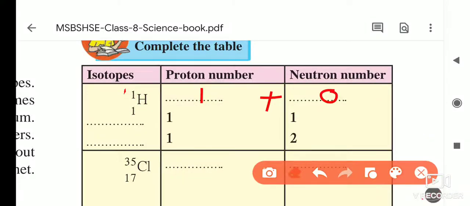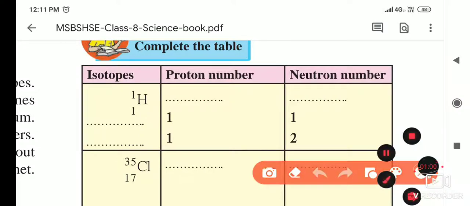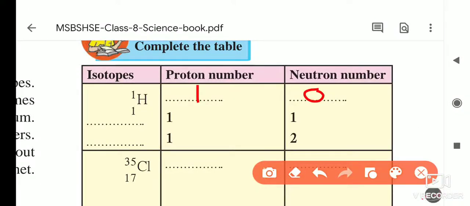the another isotope of hydrogen, so here what will come? 1, and here it will come 0, because 0 neutrons are there. Then 1 plus 0 is the mass of what? Mass of the hydrogen, and that mass we are writing at the top of the hydrogen H, and below, 1 we are writing.